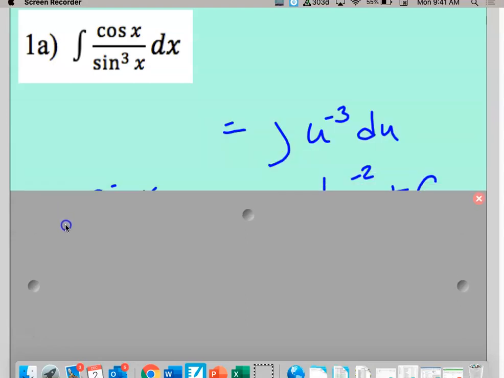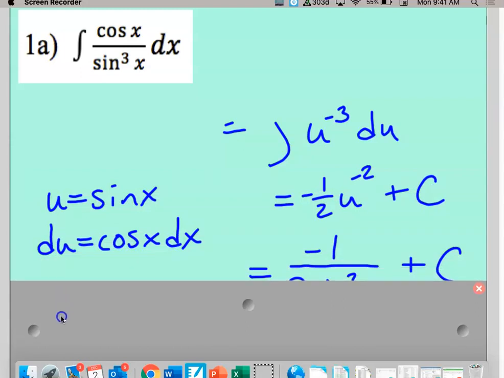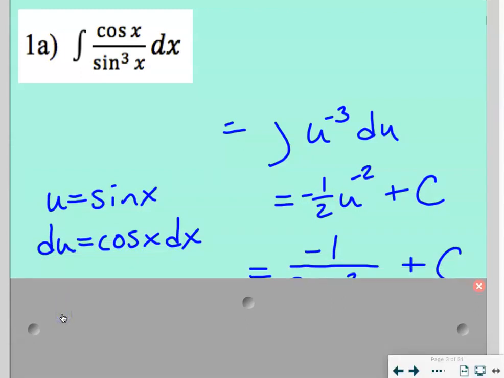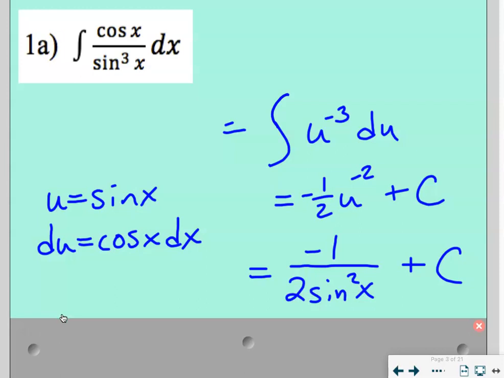So, all right, our u is sine, our du is cosine. Oh, my integral got cut off. There we go. So we have the integral of u to the -3rd du, which is -1/2 u to the -2nd plus c, which is -1 over 2 sine squared x plus c.